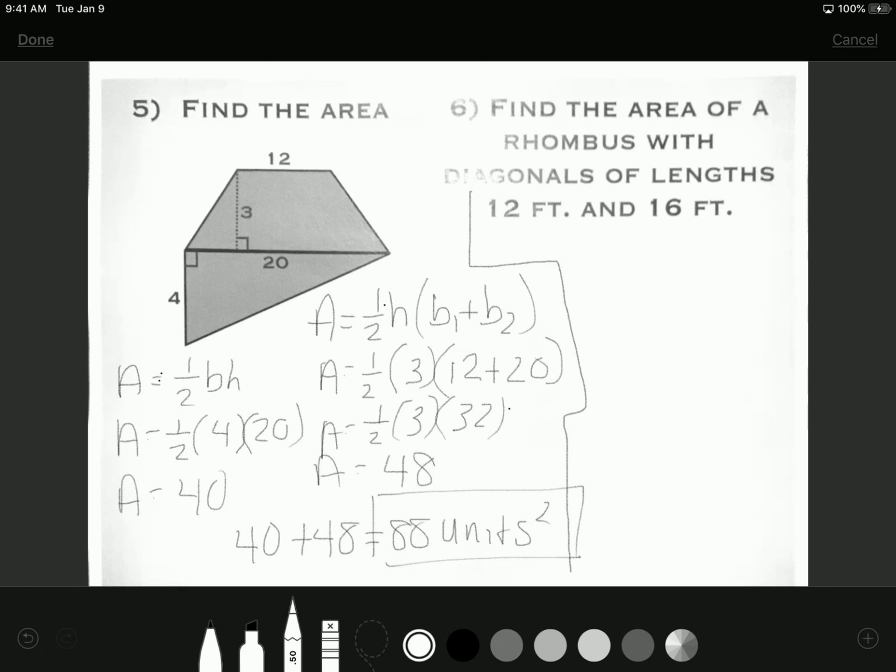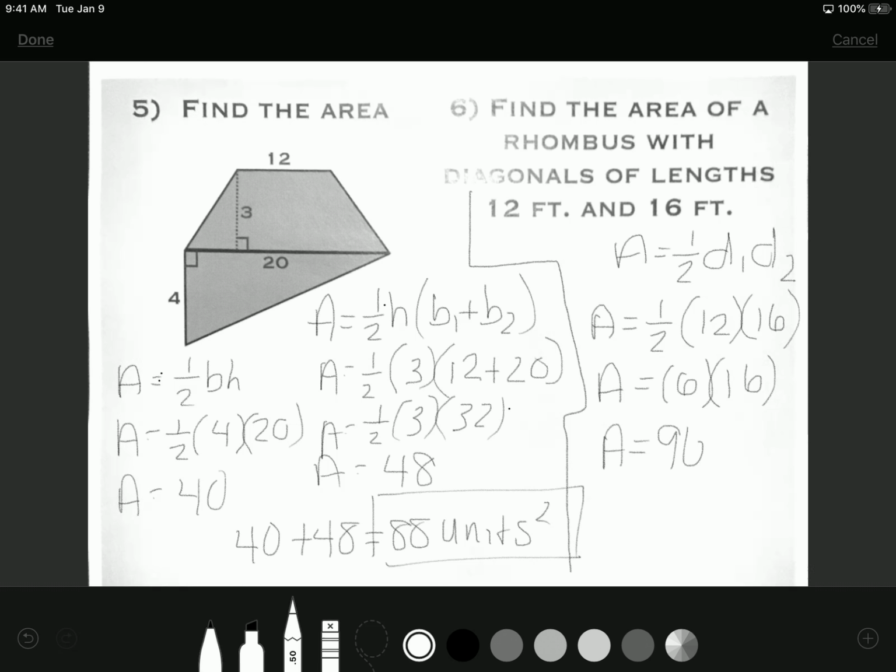The next problem here, problem number 6, is to find the area of a rhombus with diagonals of lengths 12 feet and 16 feet. So we're going to go right into our 1/2 d1 d2 formula, and we take 1/2 of 12 times 16. If we make this nice and easy, half of 12 is 6. So really it's 6 times 16. Therefore our area is 96 feet squared.